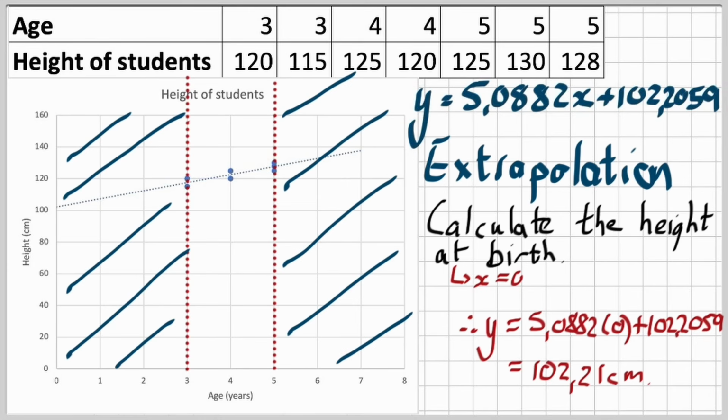The same if I, for instance, ask you, what would be the height at 7 years old? No. Don't do that, because we don't know. Our data set only allows for predicting between the ages of 3 and 5. I hope this helps you. And these are the kind of questions they love to ask in the exam, so please pay attention to this.